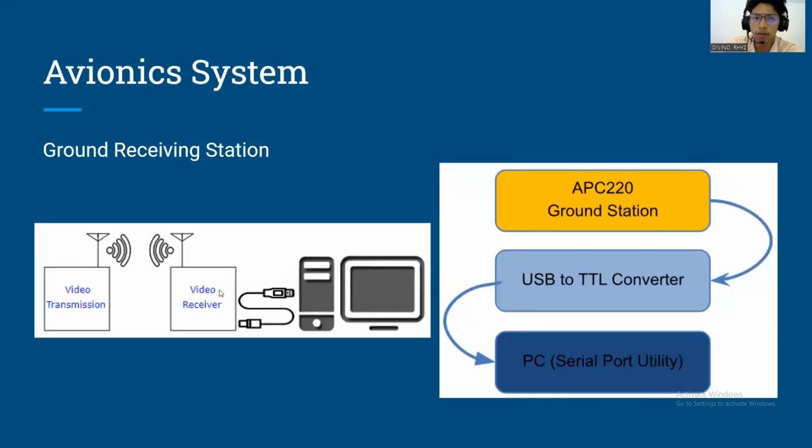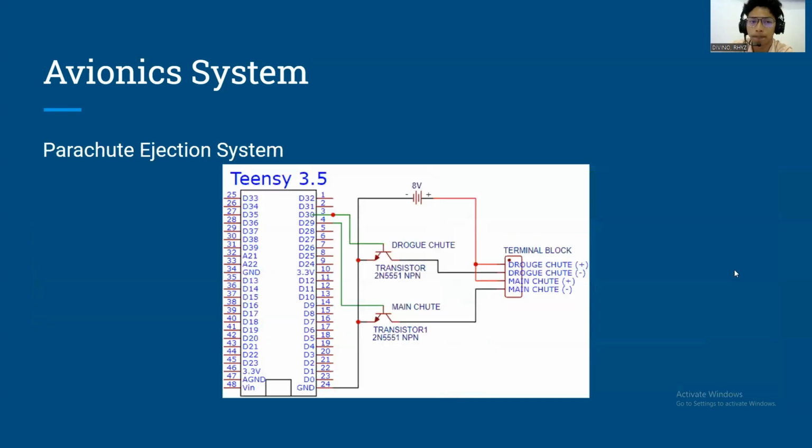So from the ground station, the data sent, there is a video receiver in the ground station to be viewed on a computer in real time. Also, the sensor data uses a similar APC-220 in the ground station and converts it to USB and plugs into a computer using a serial port utility, and can be viewed and all the data saved.